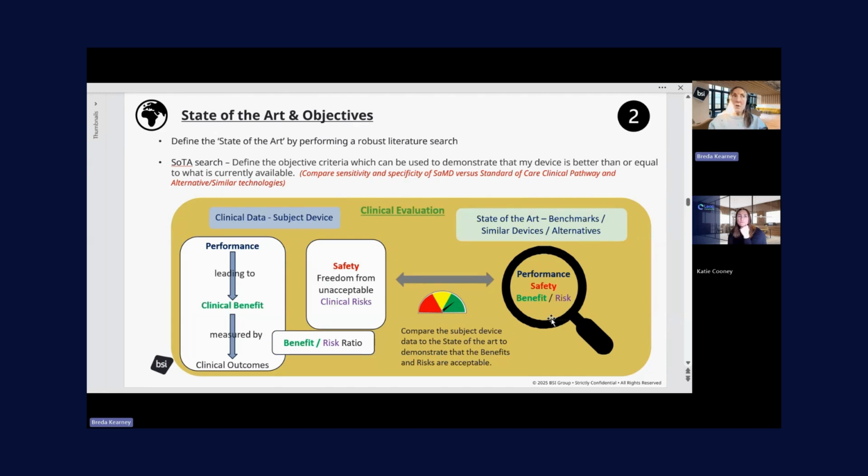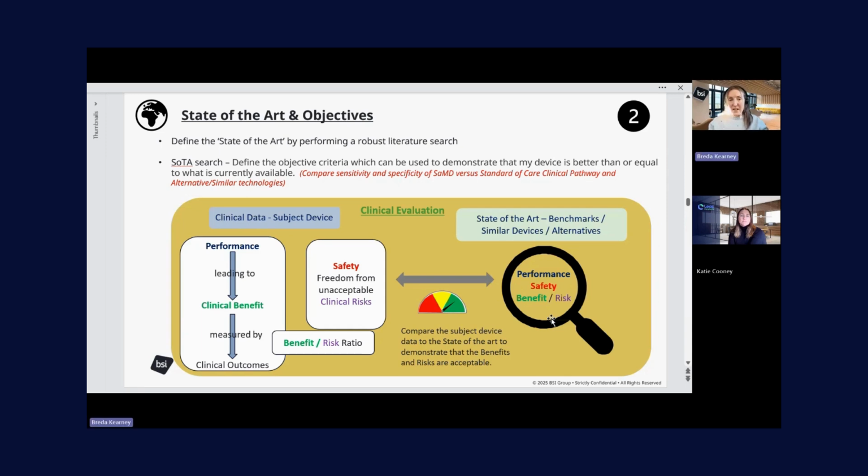What are the other types of software or tools or methodologies that are available instead of my software? So that's what state of the art is all about. It's almost like doing an industry analysis, and you're looking to see where my device sits within the industry. Where is it going to actually sit?